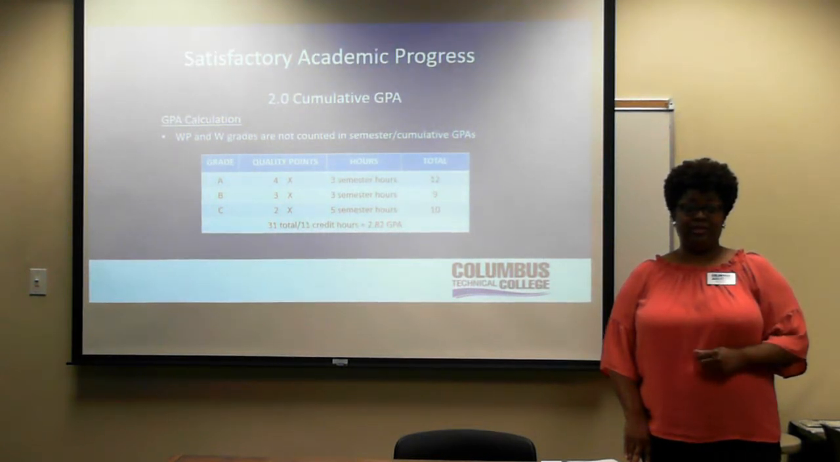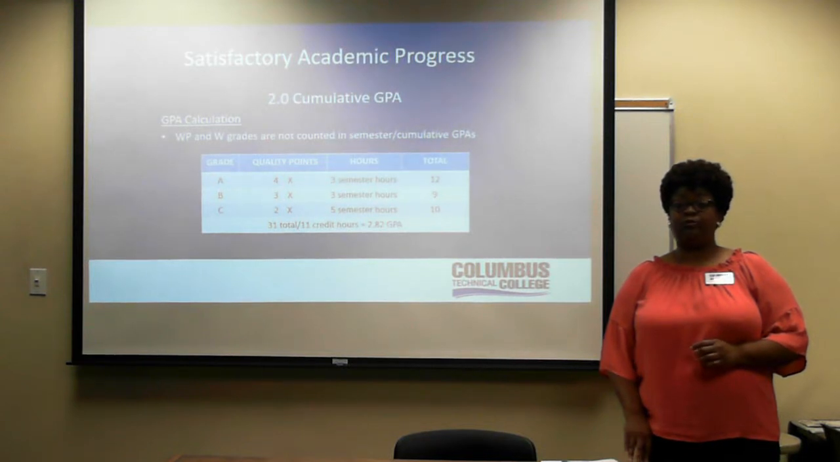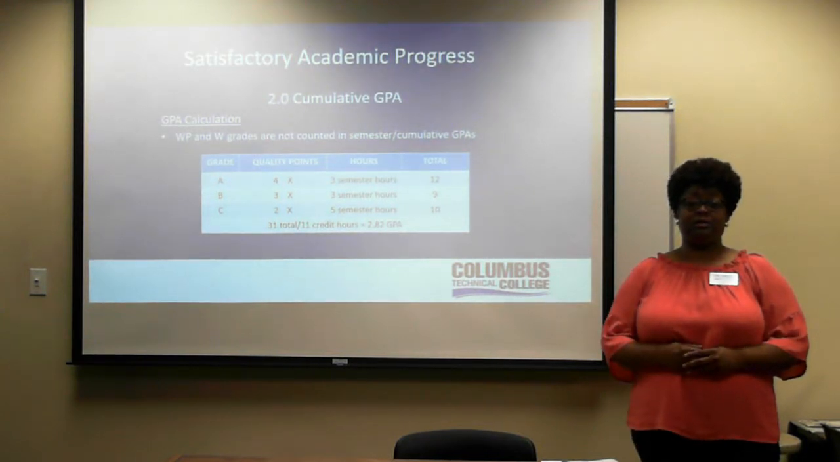So here we have an example. We have a student that was enrolled in 3 classes. They made an A, a B, and a C. So the A is worth 4 quality points. That particular class was a 3 credit hour class. So 4 times 3, the student received 12 points for that particular class.